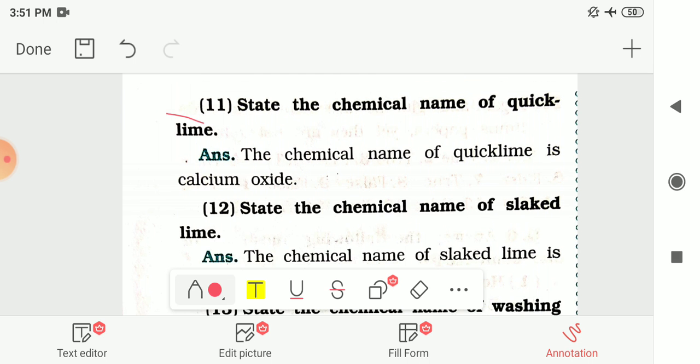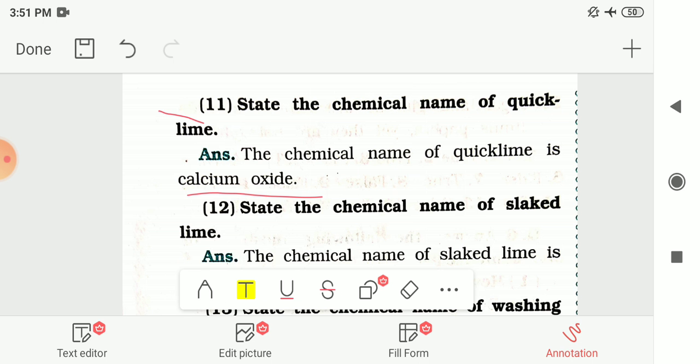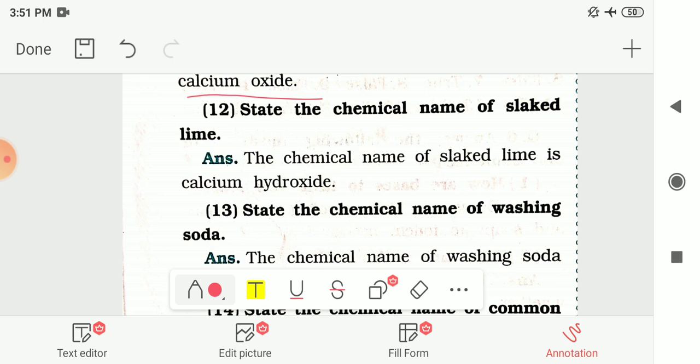Next is state the chemical name of quicklime. Quicklime is also known as calcium oxide. This is the chemical name for this quicklime, calcium oxide. Next, 12th number. State the chemical name of slacklime. The chemical name of slacklime is calcium hydroxide. Quicklime, that means calcium oxide, and slacklime, that means calcium hydroxide.